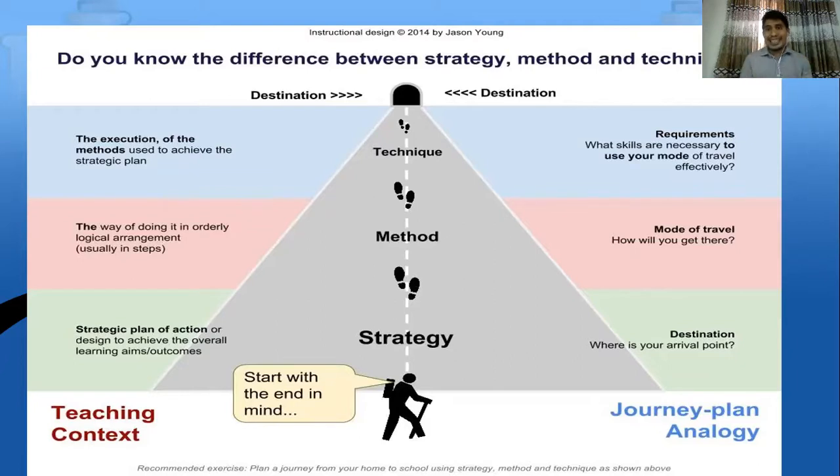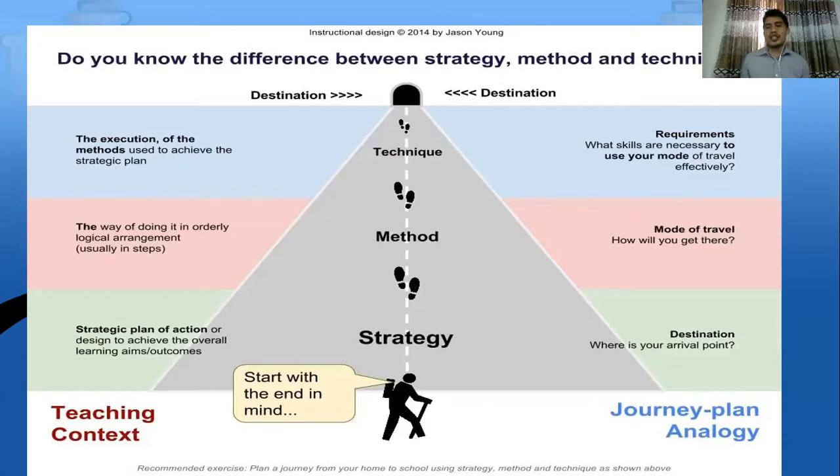Now, on the other hand, we look at the method. And as we learned in the previous discussion, a method is actually the way of doing things in an orderly, logical arrangement. So the method usually follows steps, and we discussed in our previous video lecture that it's a step-by-step process that we're going to do so that we can get to our destination.